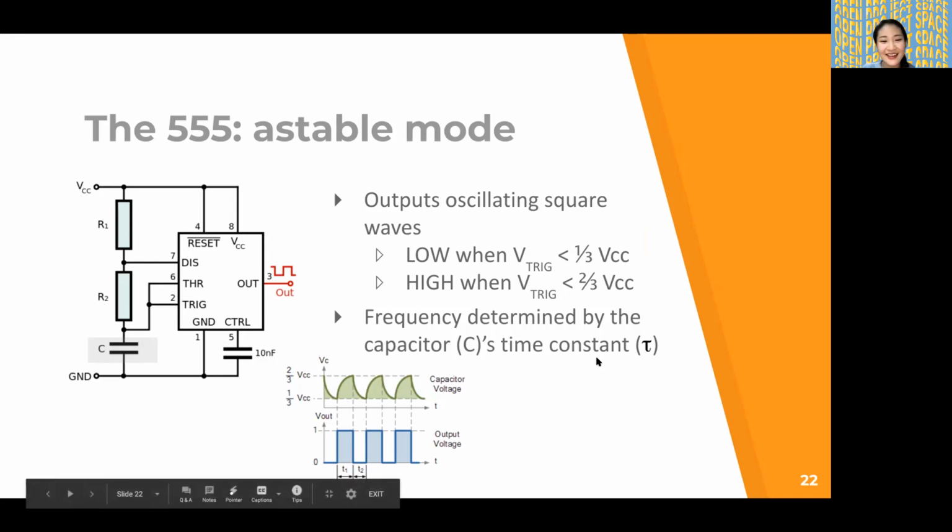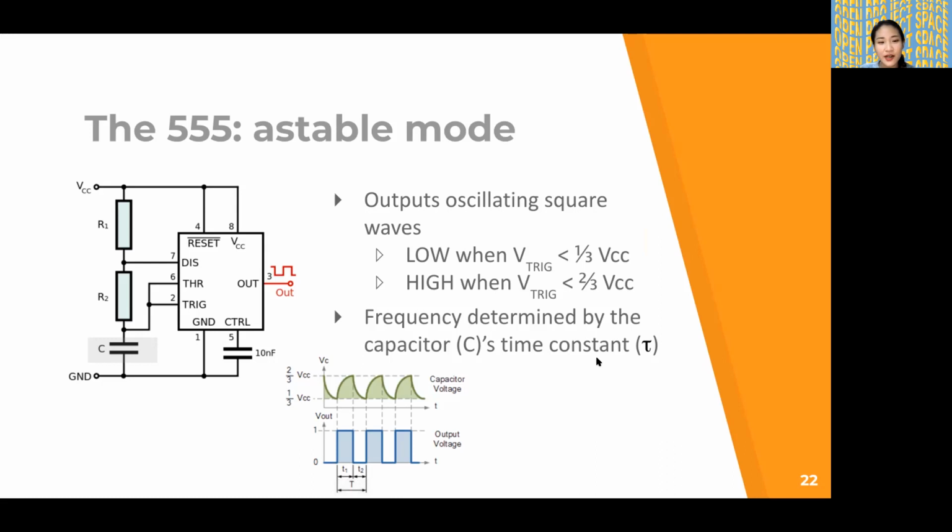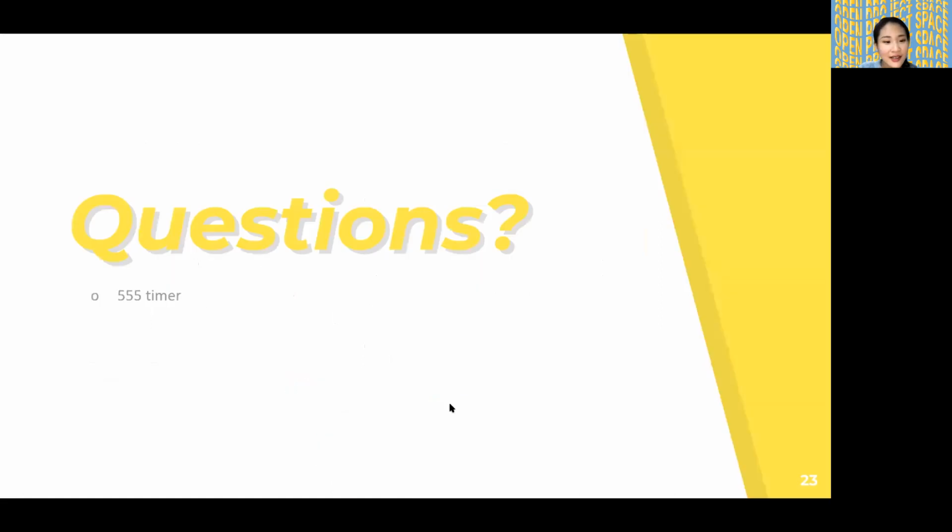Okay. And we'll do more on the 555 timer. We'll talk more about this next lecture as well. Do we have any questions so far?